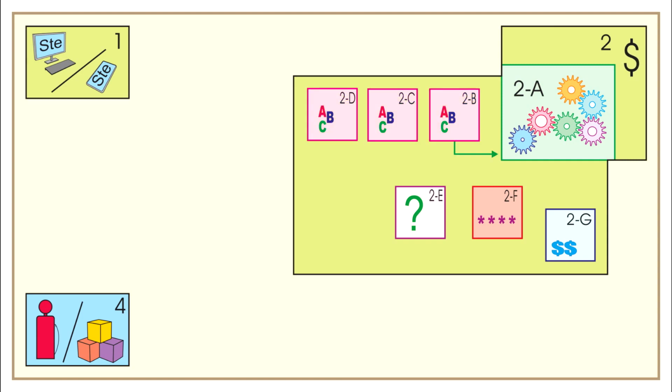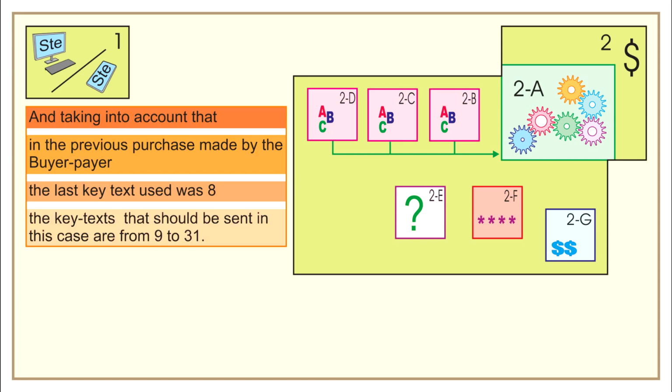Departments 2b, 2c, 2d should send all key text paragraphs up to number 31. And taking into account that in the previous purchase made by the buyer-payer, the last key text used was 8, the key texts that should be sent in this case are from 9 to 31.